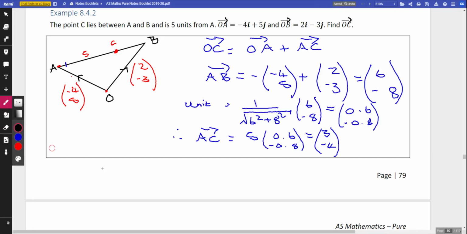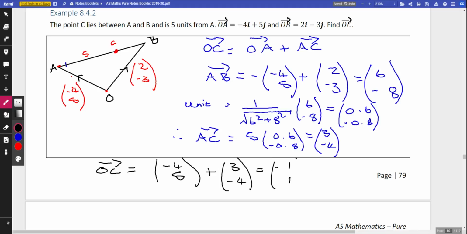Therefore, to finish off, to calculate O to C, we are doing O to A, add A to C. The direction should already be worked out just because of the way that we went about this, because I used A to B at that point. So we've got minus 4, 5, add 3, minus 4, which is equal to minus 1, 1. And if we're using the notation that we were given in the question, we would then write that as minus i plus j. And that is the end of that question.